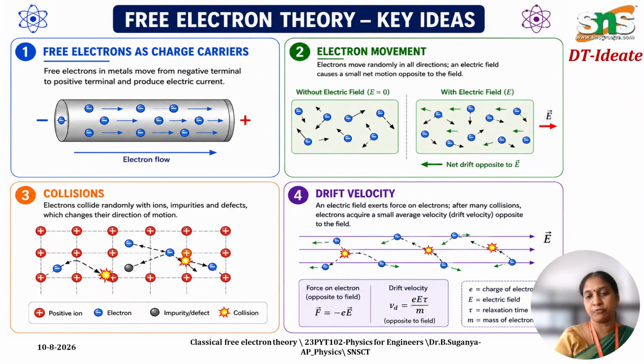The force on the electron is F vector equal to minus e times E vector, where e is the charge of the electron and E is the electric field. The drift velocity expression is Vd equals e E tau by m, that is, charge of electron times electric field times tau, divided by m. Tau is the relaxation time, and m is the mass of the electron.